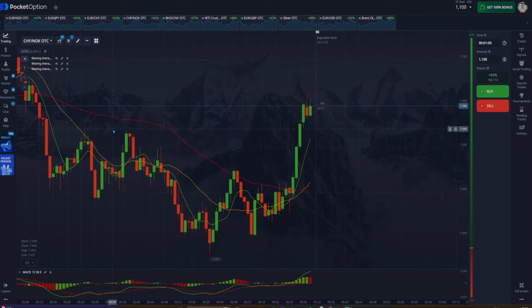Alright traders, now let's jump straight into the most exciting part, real trading for practical application. We've already set up the indicators, explained the strategy, and now it's time to see how it works in the live market.